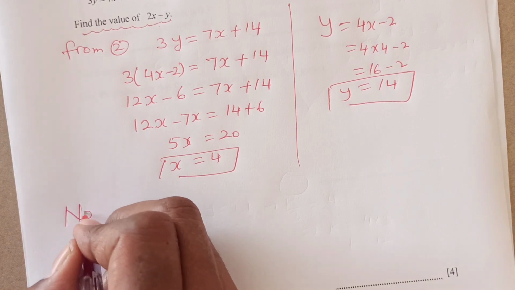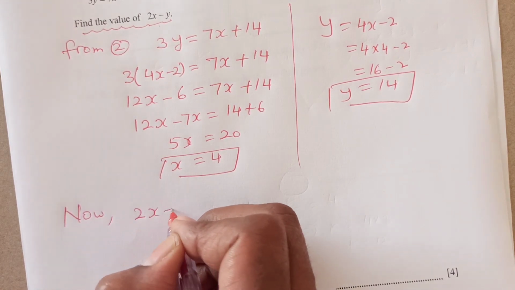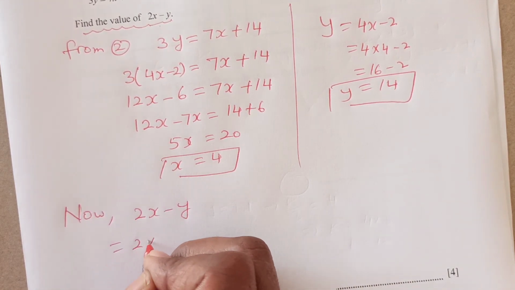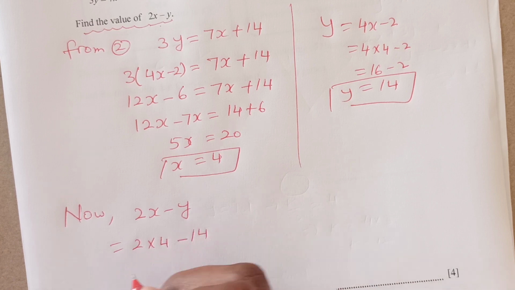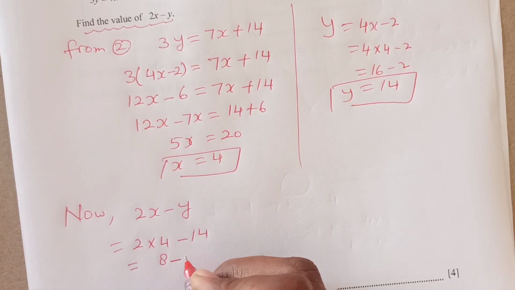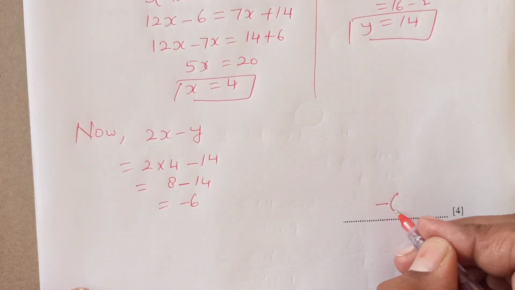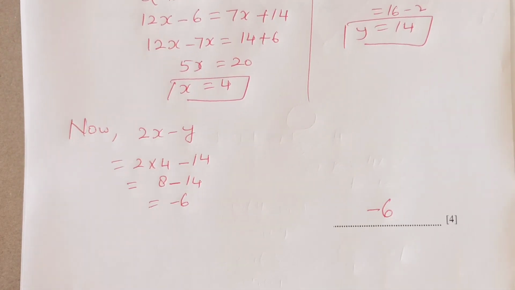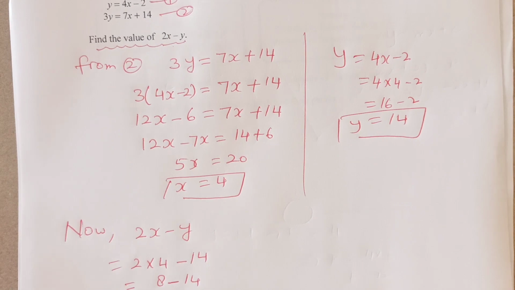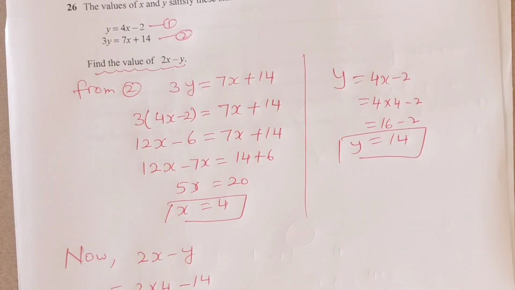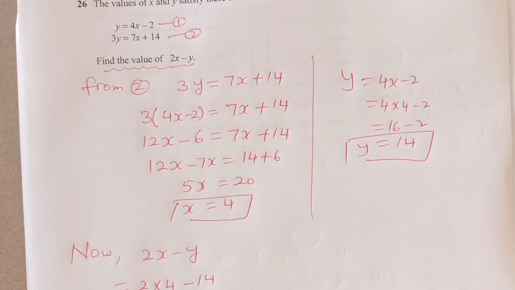Now we need 2x minus y. 2 times x minus y, 8 minus 14, that is minus 6. So the final answer is minus 6. Right? This is a bit tricky but easier than solving the simultaneous equations in two different ways, right?